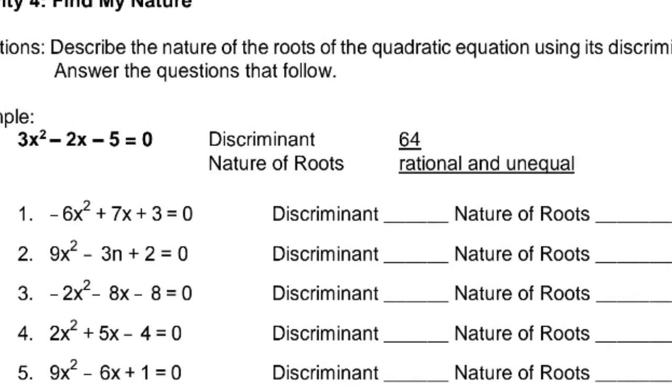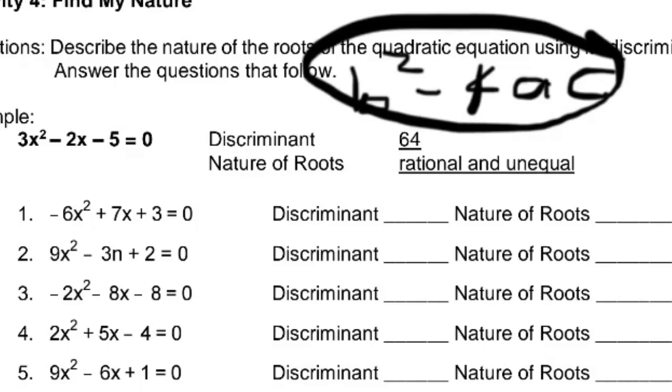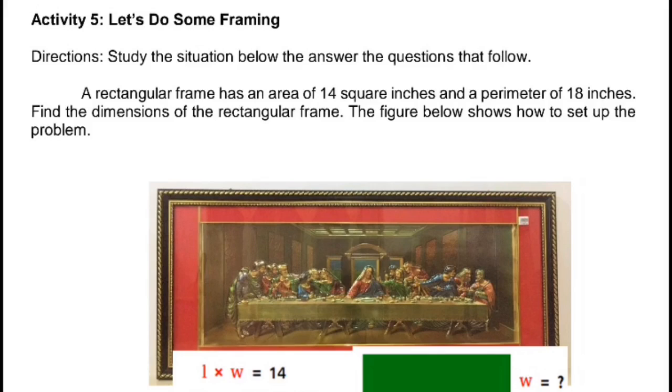Again, you're going to use here b squared minus 4ac. So you need to find the values of a, b, and c and substitute it in the discriminant b squared minus 4ac. Then activity 5, let's do some framing. Directions: study the situation below, then answer the questions that follow.